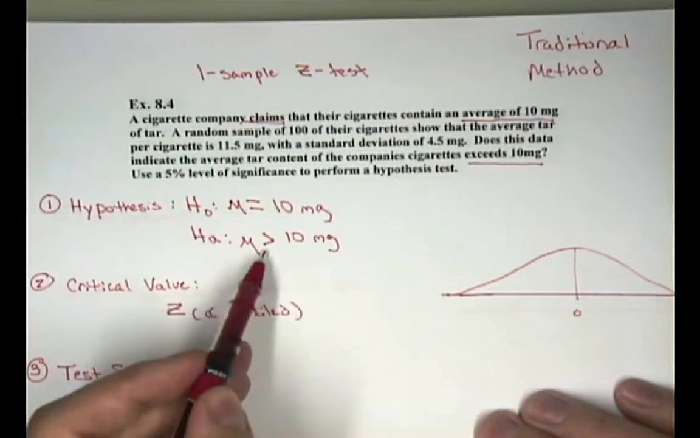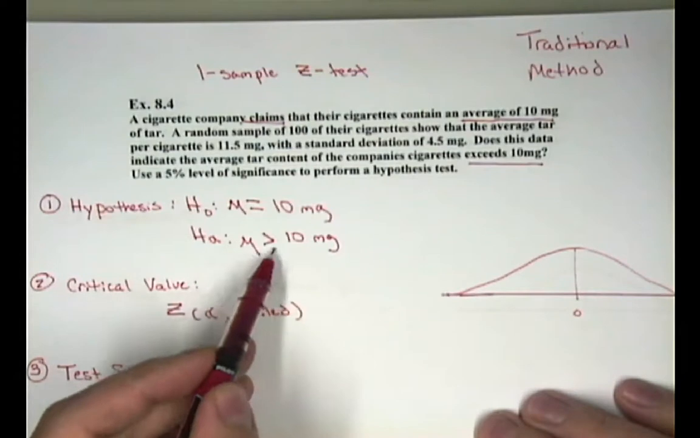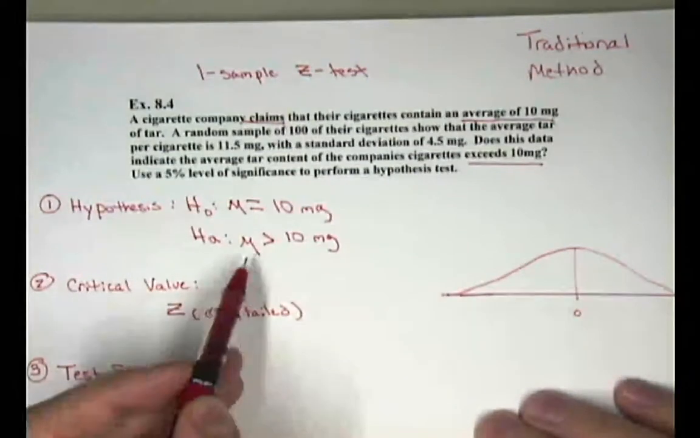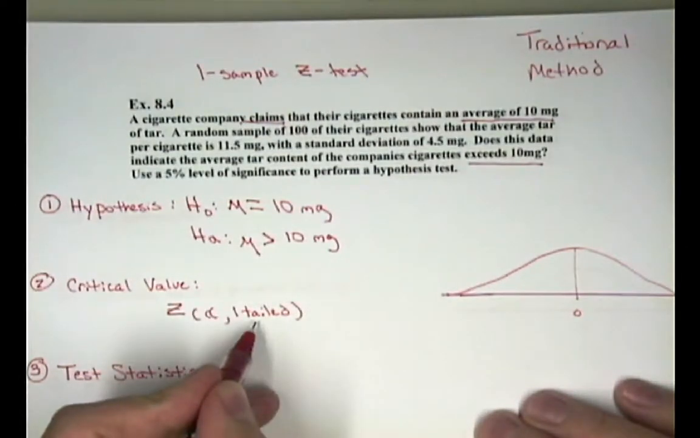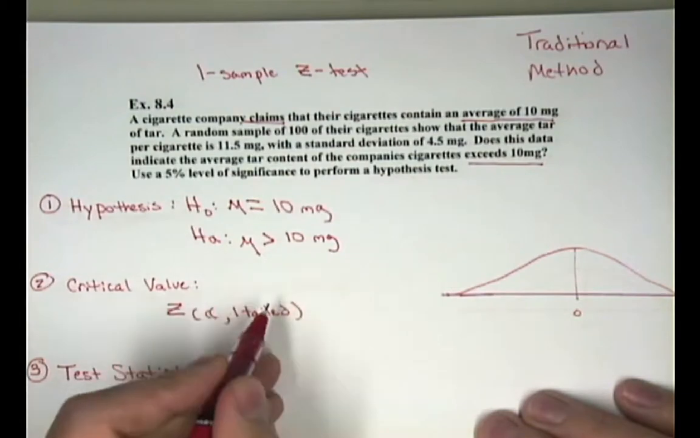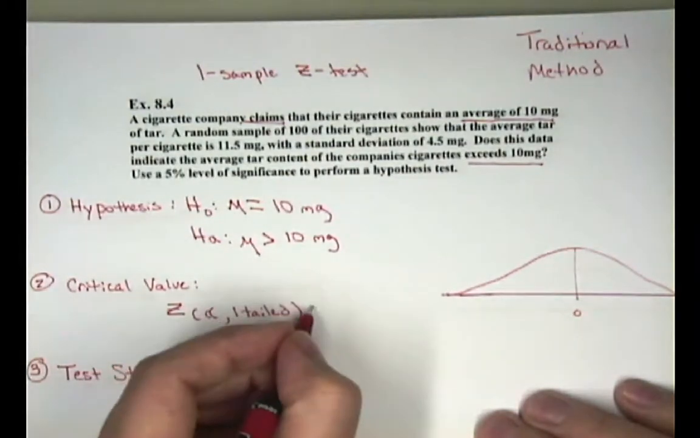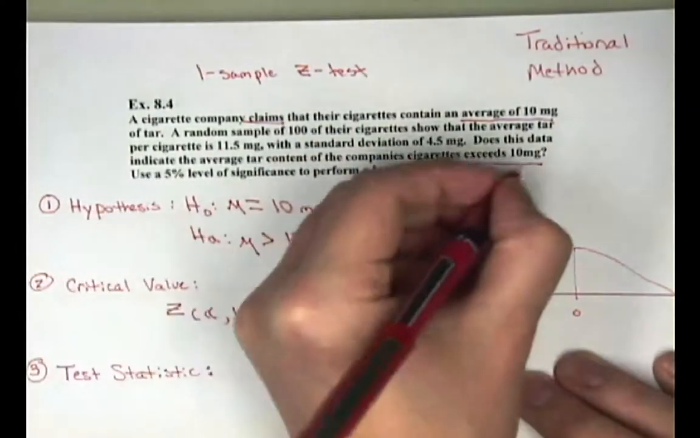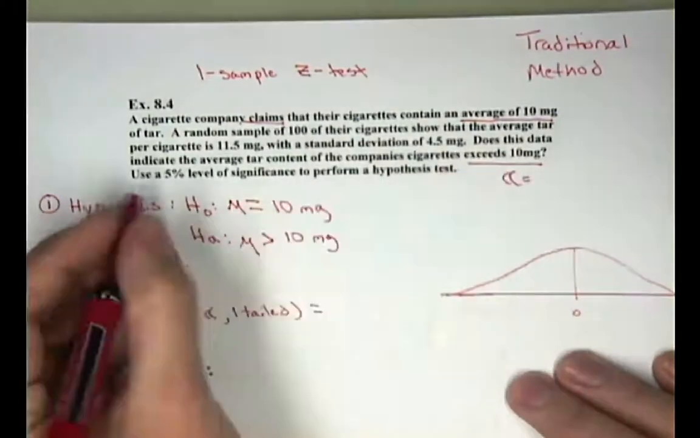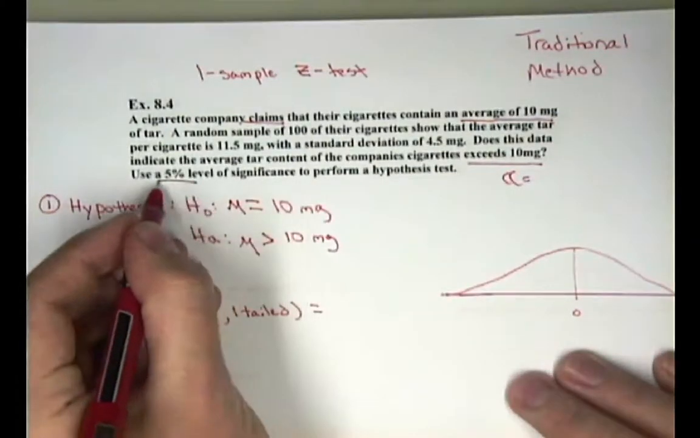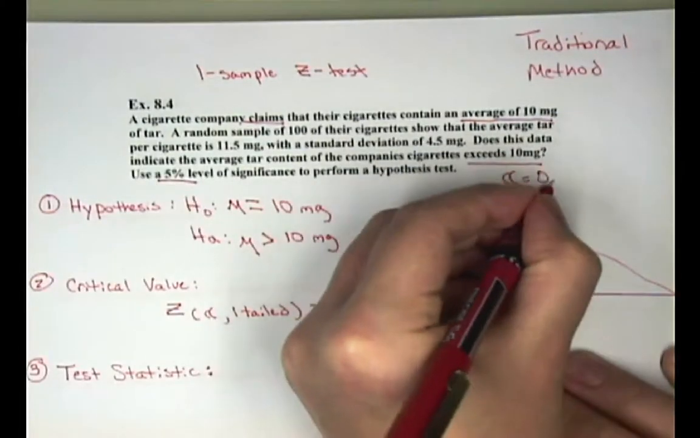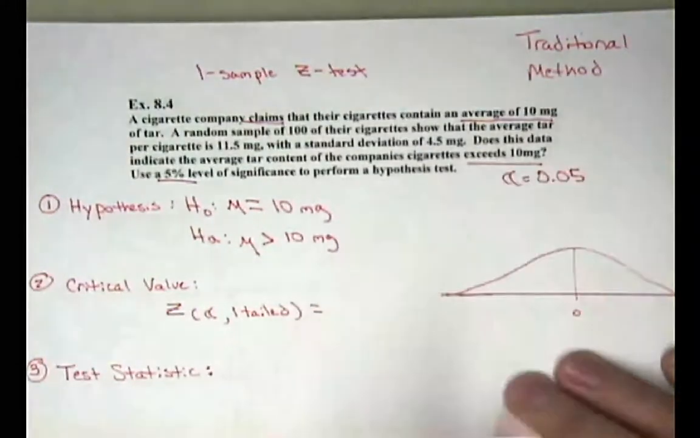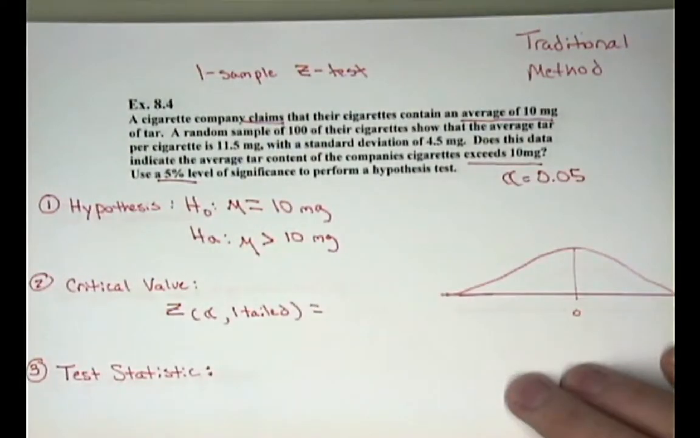because this is a greater than arrow. If it's a greater than symbol or a less than symbol, it's a one-tailed test. If it's a not equal to symbol, it's a two-tailed test. So we have a one-tailed test, and let's find our alpha, our level of significance. Up here in the paragraph, we can pick out that alpha is 5% because alpha is your level of significance. So alpha is 0.05. Okay?